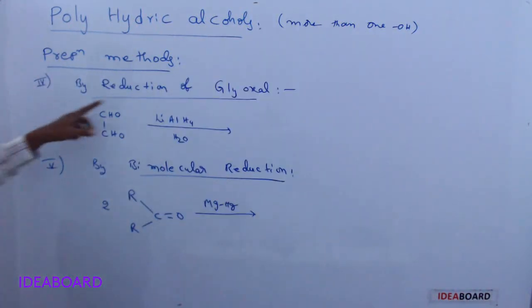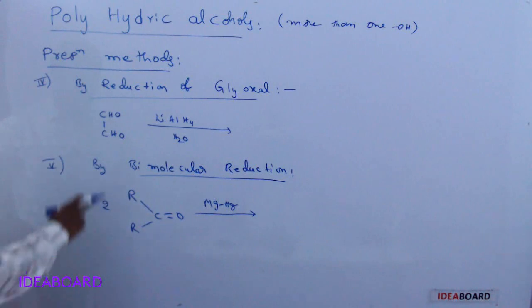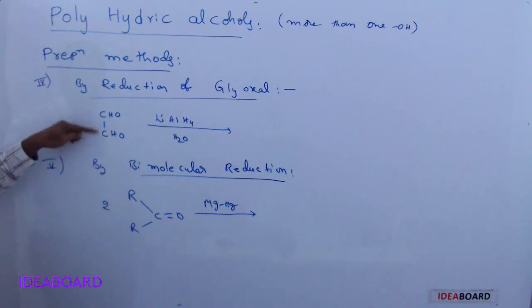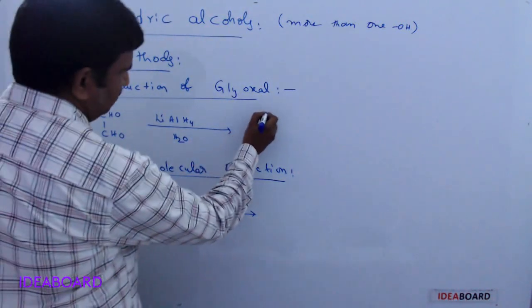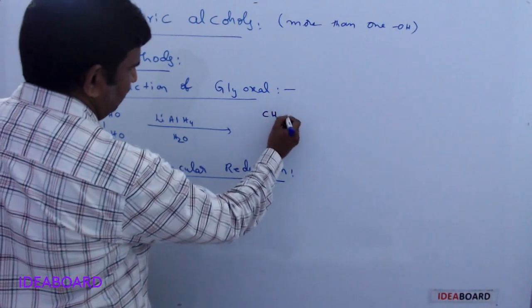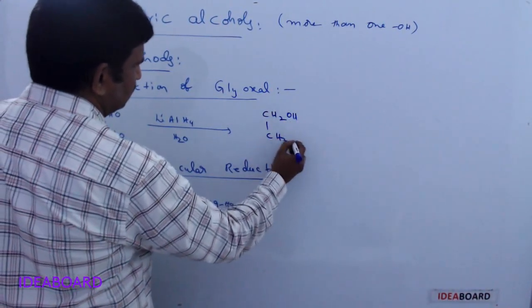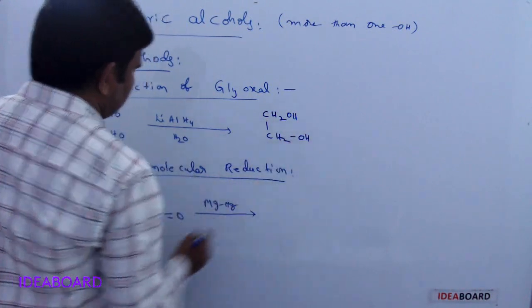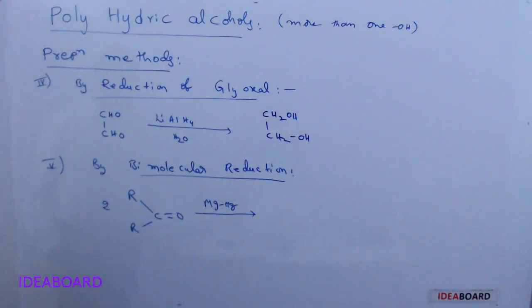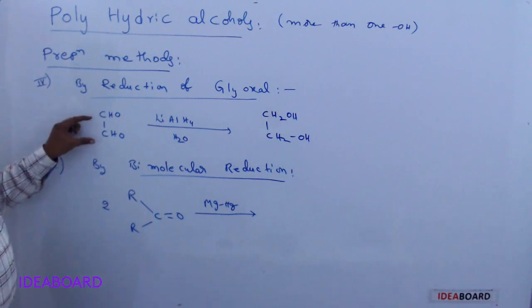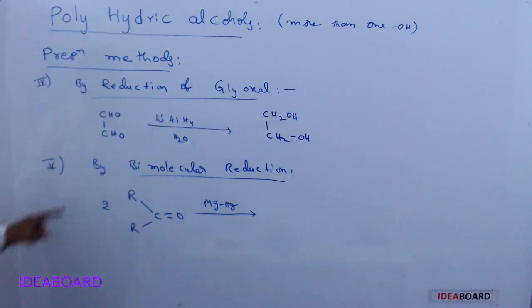Next, by reduction of glycols. Here, the starting compound is an aldehyde. Aldehydes undergo reduction to give alcohol, here giving CH2OH and CH2OH. This is a reduction process of the aldehyde. And next one is bimolecular reduction.